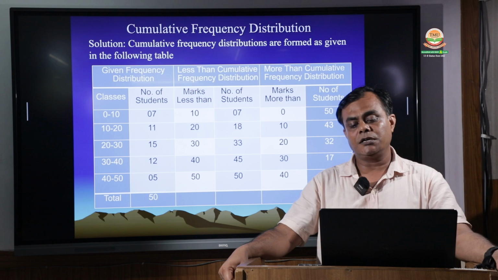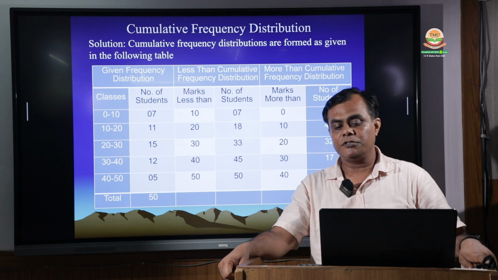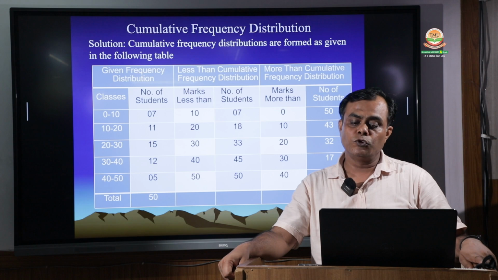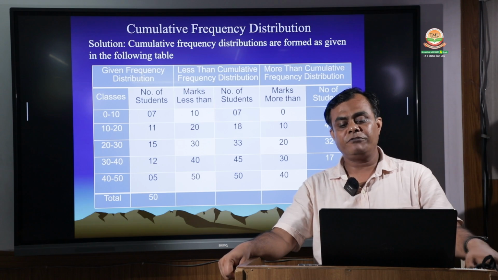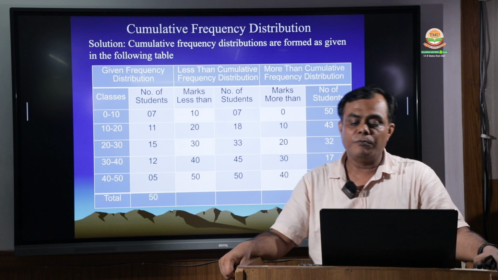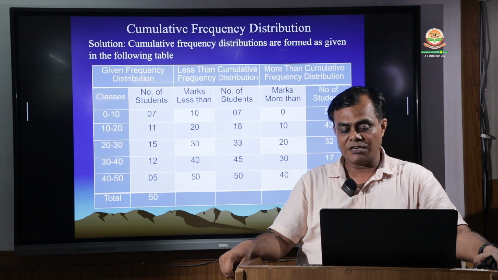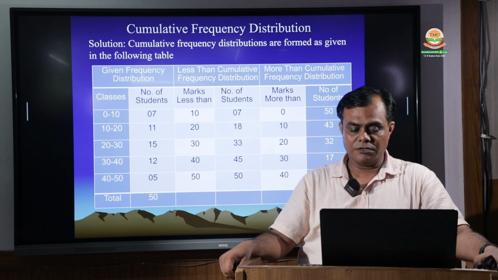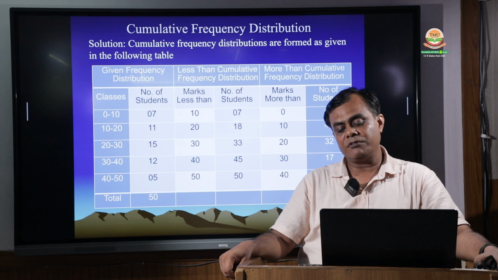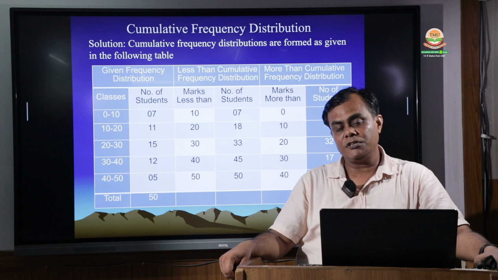On the other hand, we are just reversing that concept of the cumulative frequency distribution. Marks more than 0, the cumulative frequency is 50. Marks more than 10, the cumulative frequency is 43. Marks more than 20, the cumulative frequency is 32. Marks more than 30, the cumulative frequency is 7, and marks more than 40, the cumulative frequency is 4.